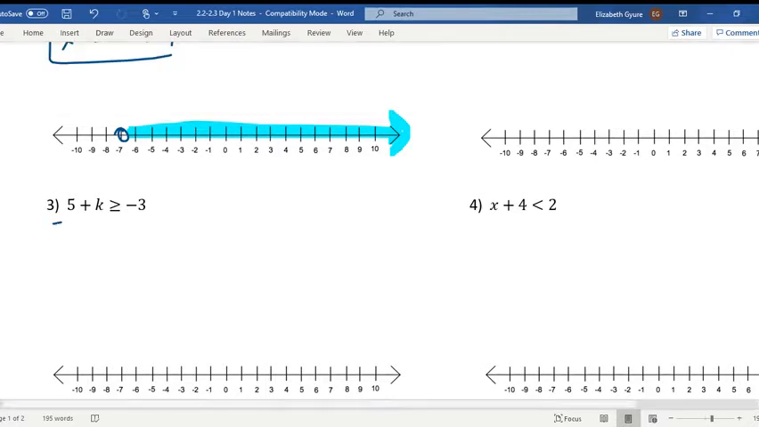Yeah, we're going to subtract 5. Good, because it's a +5. It's being added, so we're going to subtract it. Your 5s will cancel out on the left, and you'll have k is greater than or equal to -3 minus 5. What would -3 minus 5 give you? -8. Good, Dallas.